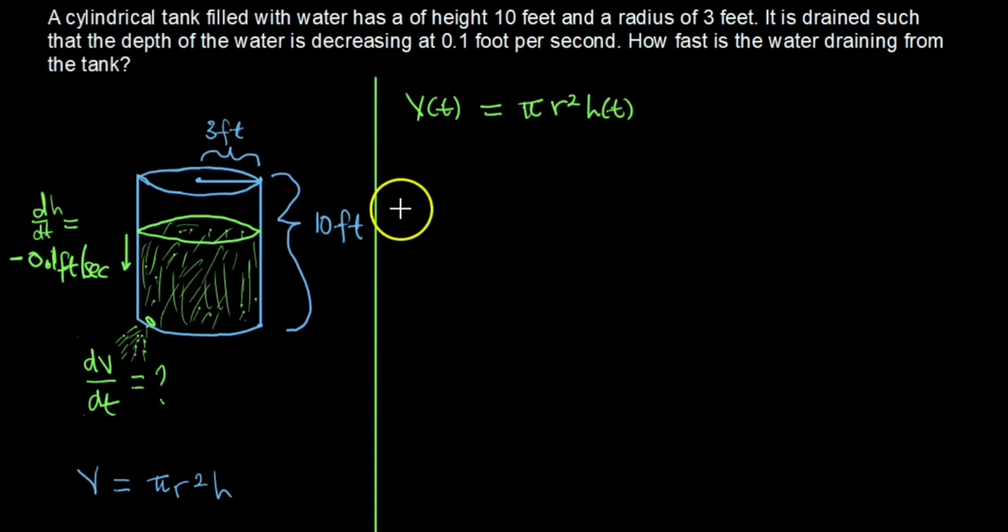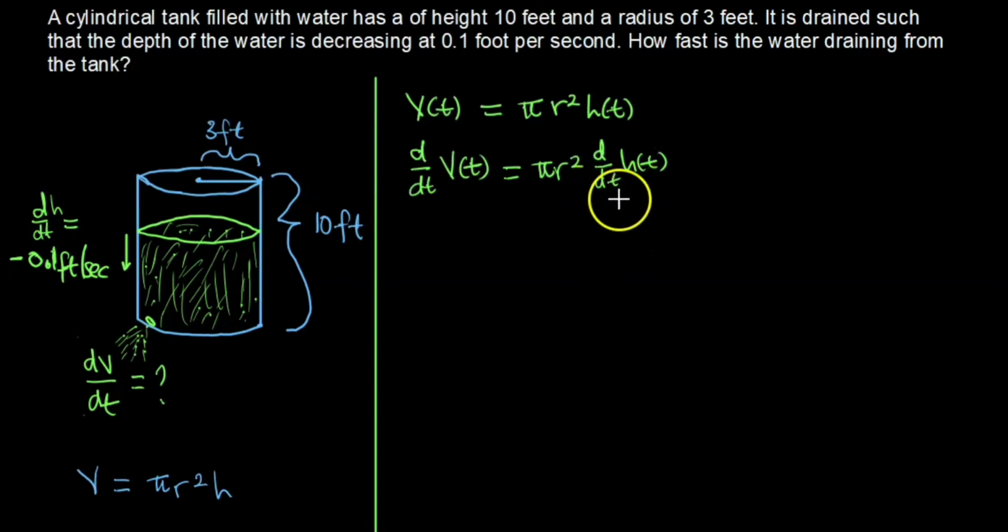Okay, so let's see what we want to do. We want to find dV/dt. So we just go ahead and differentiate this function with respect to time. We differentiate V of t with respect to t. On the right-hand side, pi r squared is a constant, then we differentiate the height function with respect to time. But this is given: the rate at which the height is changing is 0.1 feet per second. Since it is reducing, we put a negative to that.